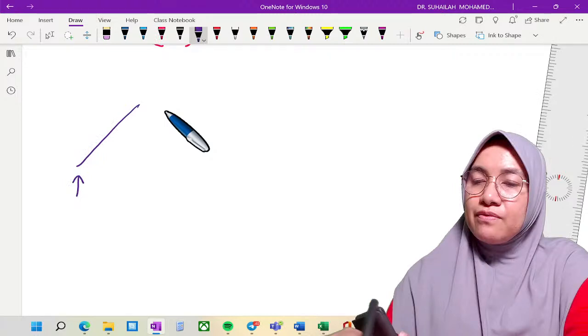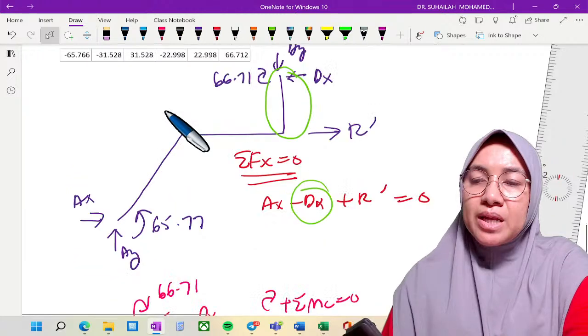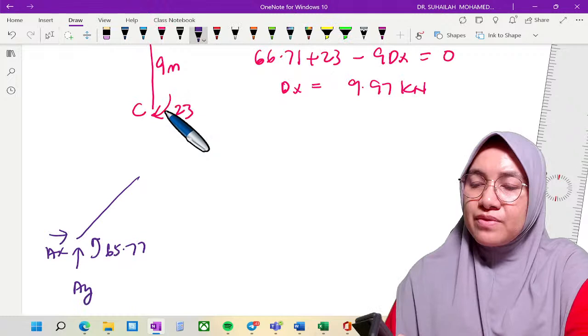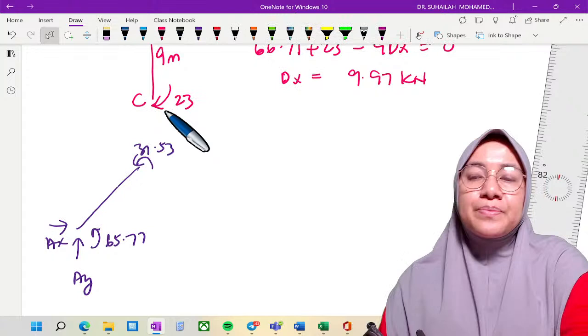AY and AX. And then we have the moment at A from the table, which is negative 65.77 and negative 31.53. Okay, we have the triangular.